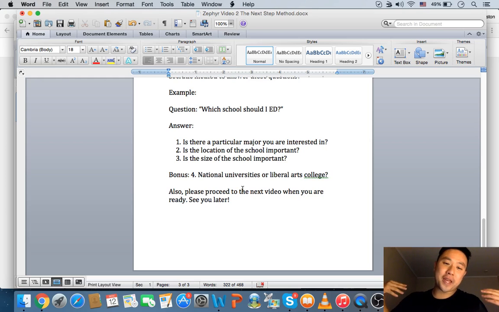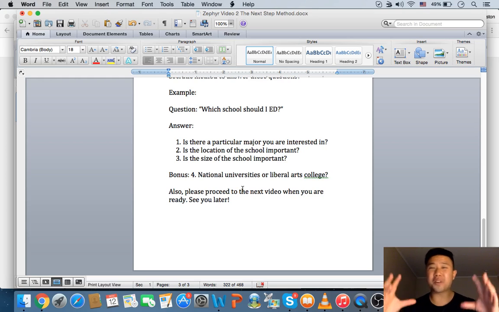And is the size of the school important? So you have small liberal arts colleges, you have large public universities, and you have everything in between. And here's a bonus one. National universities or liberal arts colleges. So there are 2 separate rankings. Generally speaking, national universities are a little bit more famous and bigger. Liberal arts are more tight knit, and also more focused on education as opposed to massive lectures. We can do a whole video on this, but generally speaking, just think of those things.